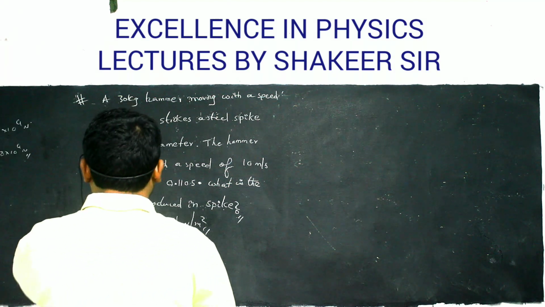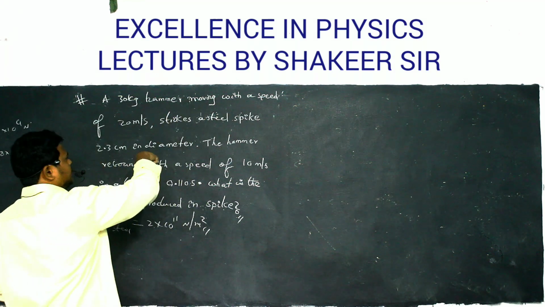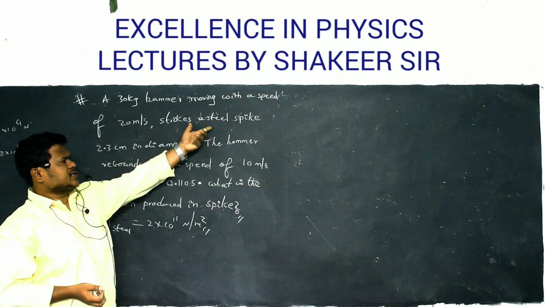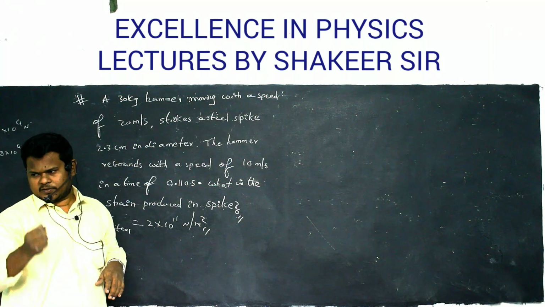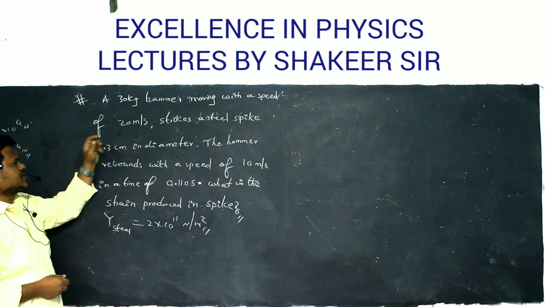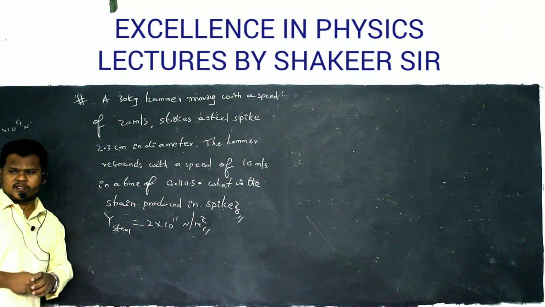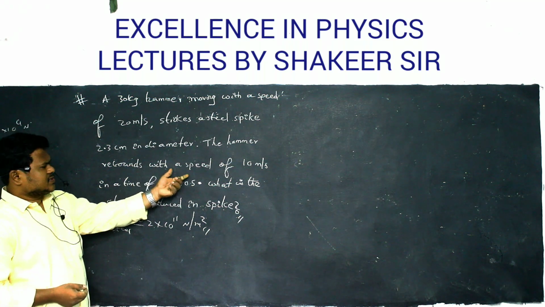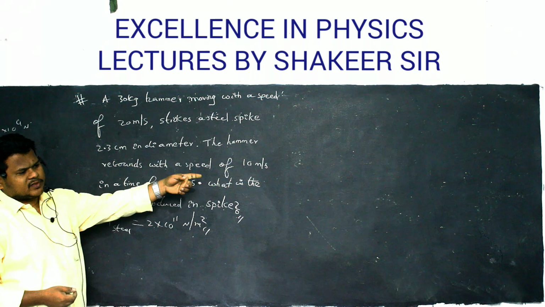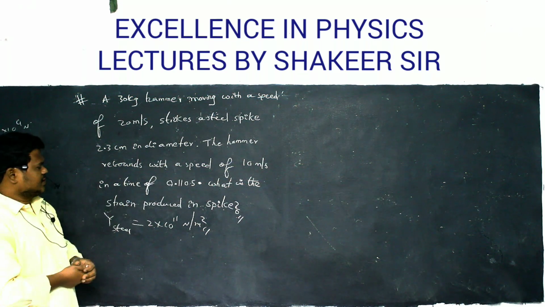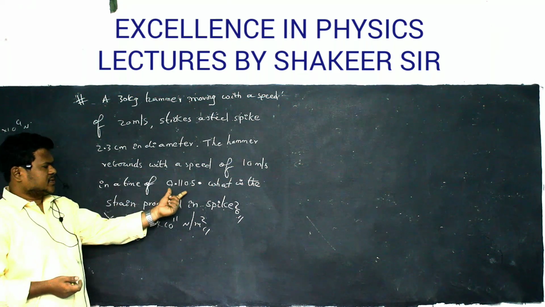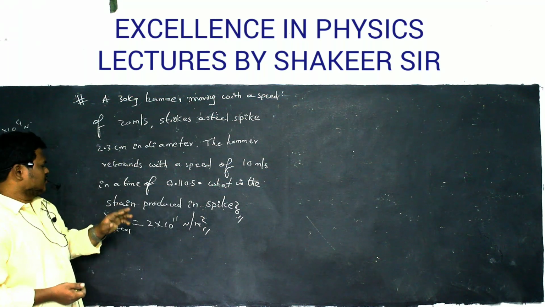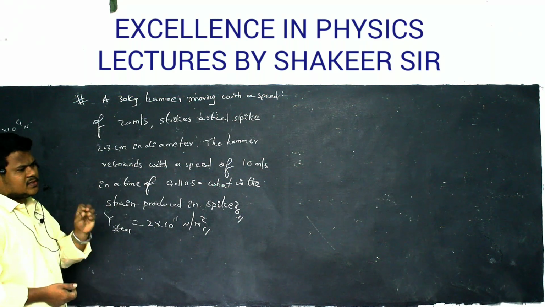So see, a 30 kg hammer is moving with a speed of 20 meters per second. It strikes a steel spike. Clear? So with a speed of 20 meters per second, the hammer is striking a steel spike or nail which is made up of steel. And after striking, it is rebounding also with a speed of 10 meters per second. Understand? Then this total process is happening in 0.110 seconds. Clear? Then what is the strain produced in this spike?